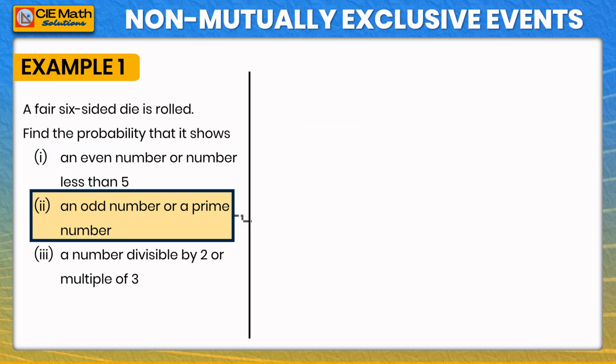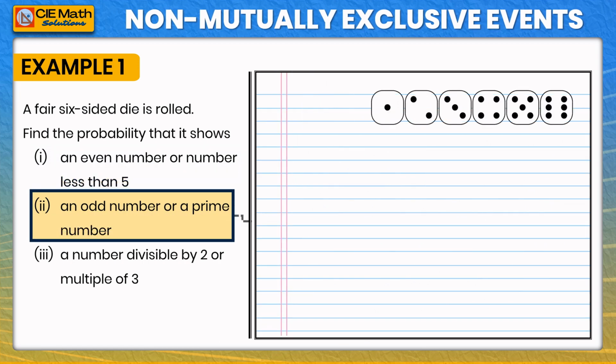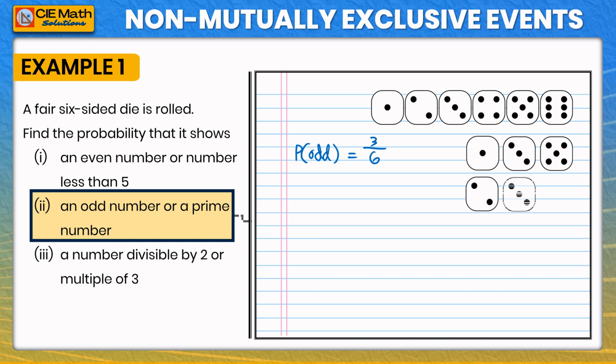Second item, an odd number or a prime number. So again, let's list down the elements of each of the events. For the event of getting an odd number, we have 1, 3, and 5. Writing down the probability, the probability of getting an odd number is equal to 3 over 6. How about the event of getting a prime number? We have 2, 3, and 5. The probability of prime is equal to 3 out of 6.